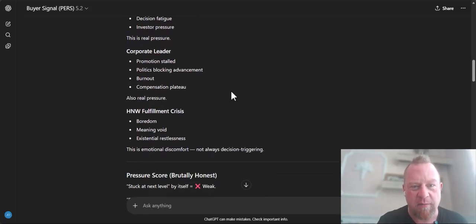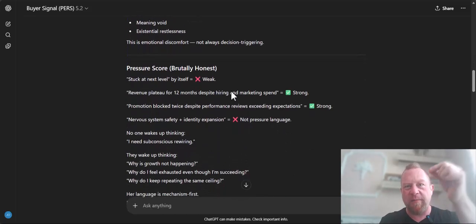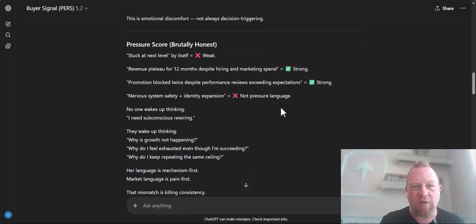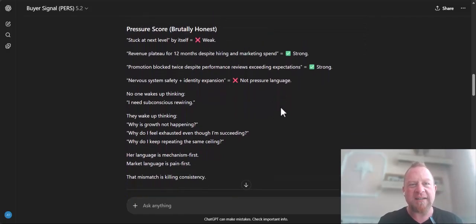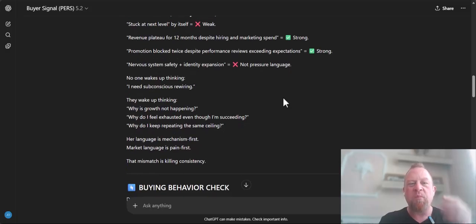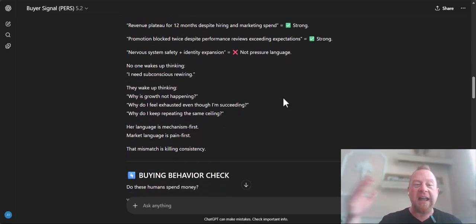It's all the same thing. All you do is make a little bit of a micro tweak in how you talk about it. All right, so "stuck at next level" by itself doesn't really say anything. "Revenue plateau," that's great. "Nervous system safety and identity expansion," not pressure language. Because no one wakes up thinking, I need subconscious rewiring.